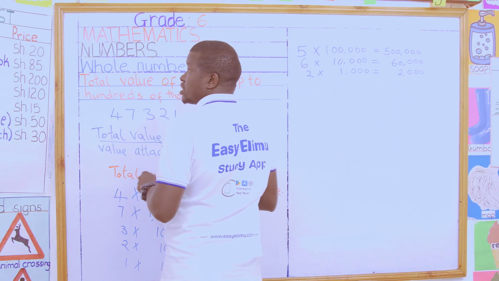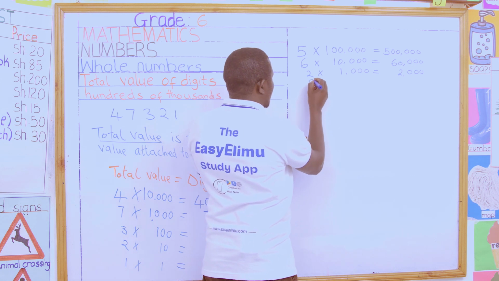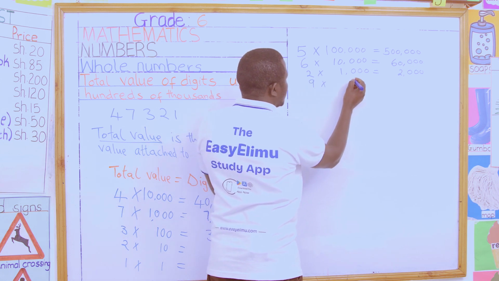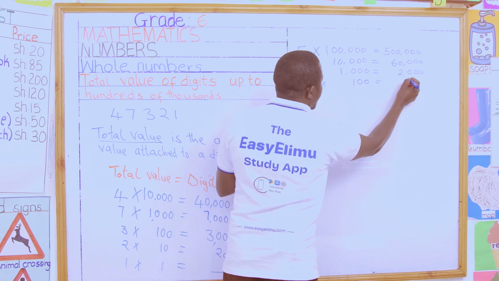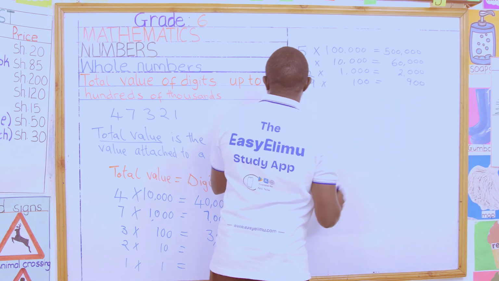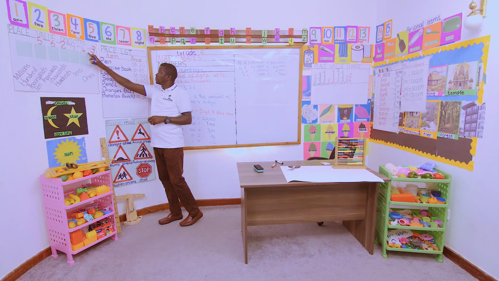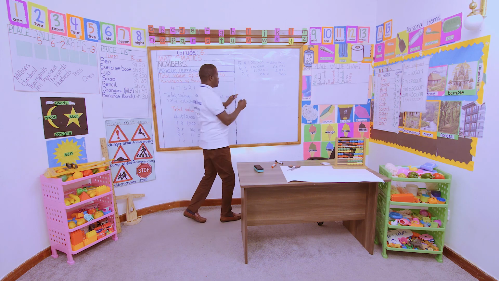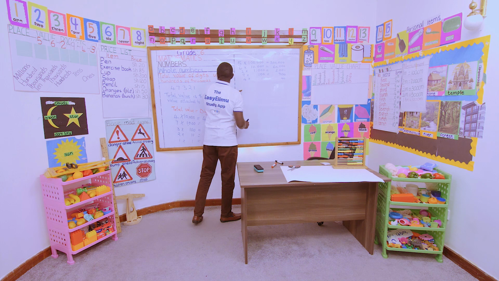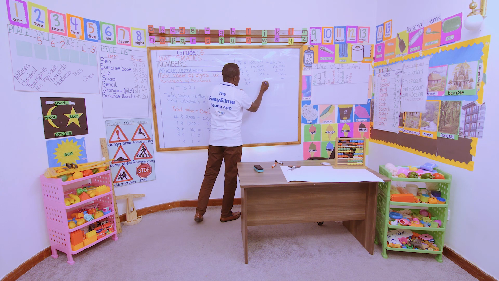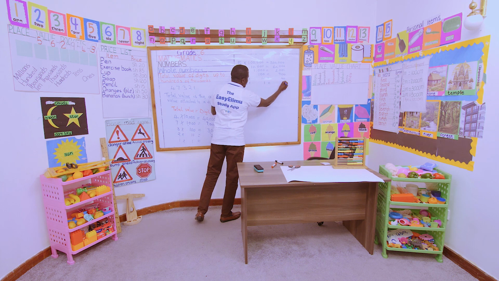The next digit is digit 9. 9 you multiply by its place value, which is 100. And once you multiply, you get 900. The next digit is digit 4 in the place value of tens. So you take 4 multiply by 10 to get 40. And finally, the final digit is digit 3, multiply by its place value, which is 1, to get 3.